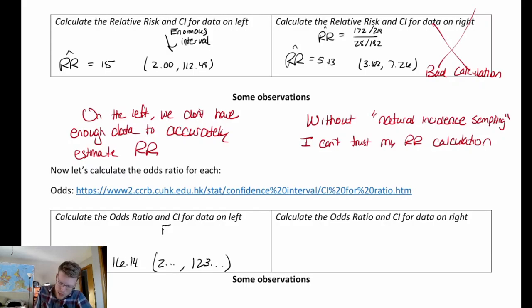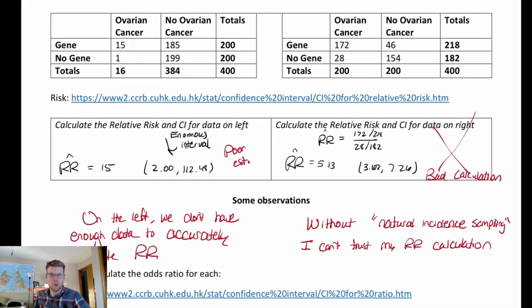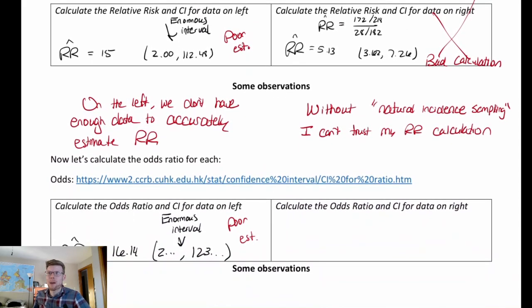So this is kind of a problem for the same reason that my relative risk interval is too big. So that's why these are kind of poor estimates. This is also a poor estimate because the interval is too big. However, if I calculate an odds ratio over here on the right for this case control study, my values are going to come out a little bit differently.